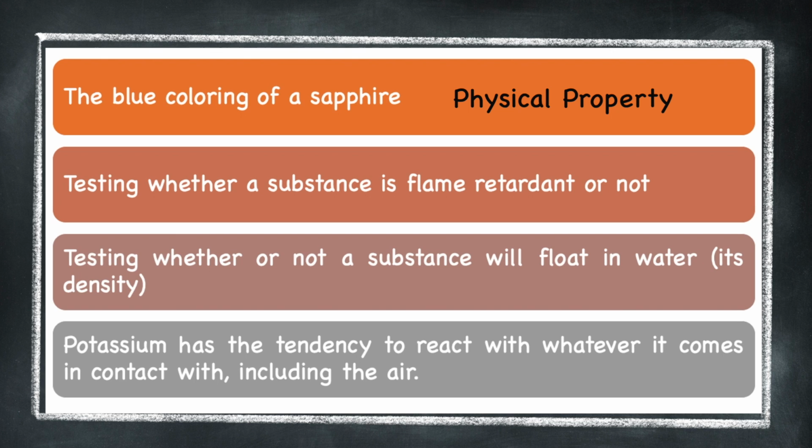Okay, the next one, testing whether a substance is flame retardant or not. So basically testing whether a substance can be caught on fire. Okay, by now you should get the hint that anything that catches on fire is not going to go back. That's going to make a chemical property. So first was a physical property, second's a chemical property.